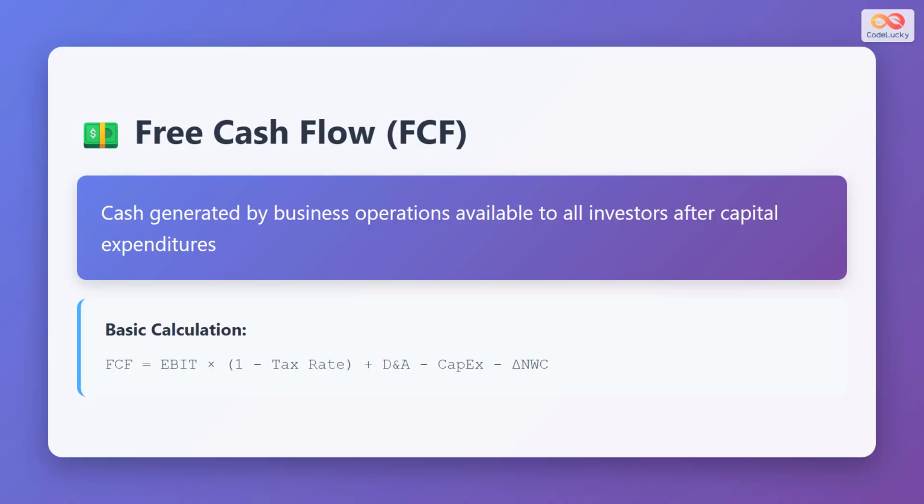Let's dive deeper into free cash flow, or FCF. This is the cash generated by business operations that's available to all investors after capital expenditures. The basic calculation starts with EBIT, or earnings before interest and taxes, multiplies it by 1 minus the tax rate, then adds back depreciation and amortization, and subtracts capital expenditures and changes in net working capital. This gives us the actual cash that the business generates for its investors.